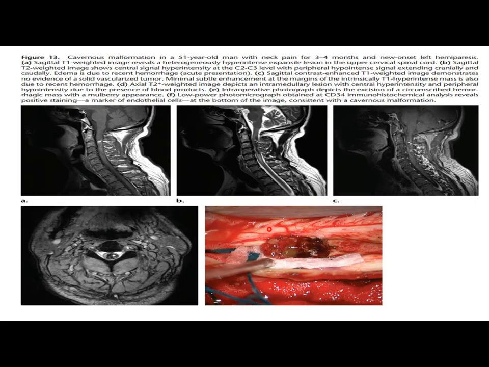Cavernous malformation gives an area of signal void, and you may see an area of hyperintensity with a peripheral hypointense rim due to hemosiderin in the T2 weighted image. It also does not give significant enhancement in cavernous hemangioma.